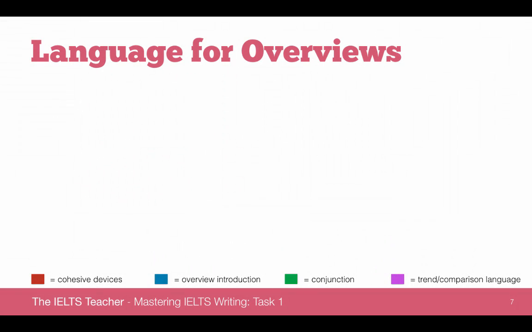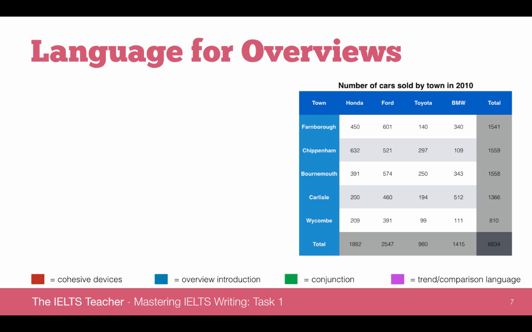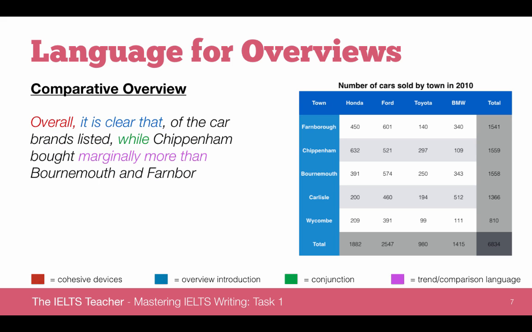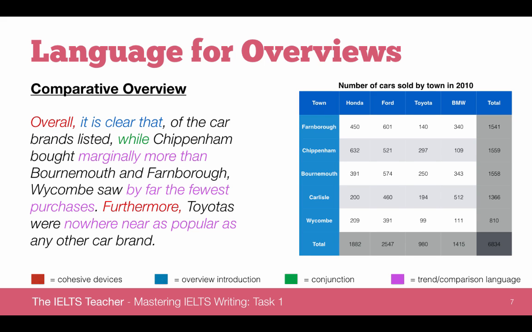So those are graphs with the trend. Let's have a look at comparative graphs here. Again, we'll return to this table on the number of cars sold by town in 2010. This will hopefully start to look familiar now.